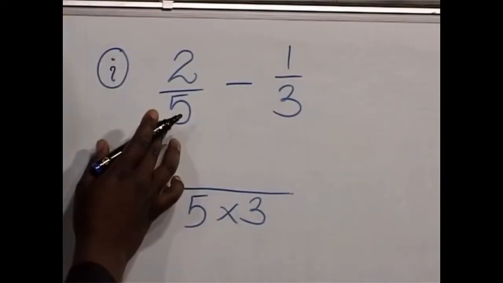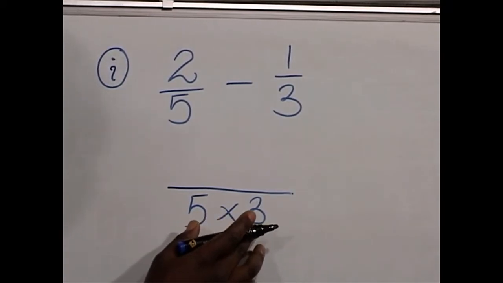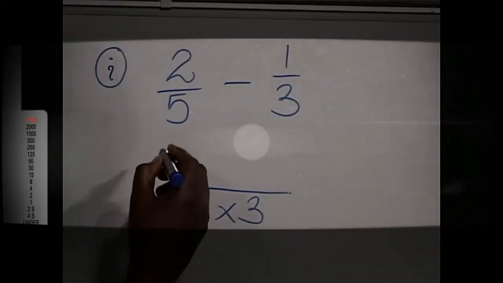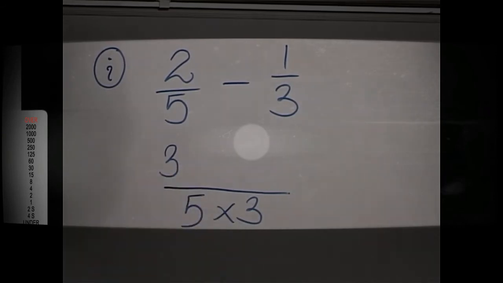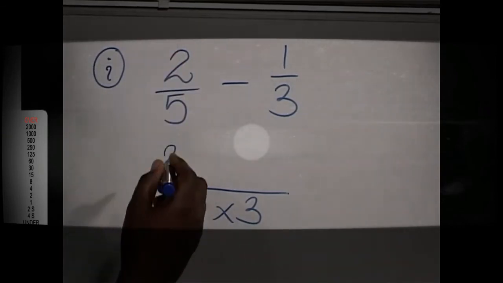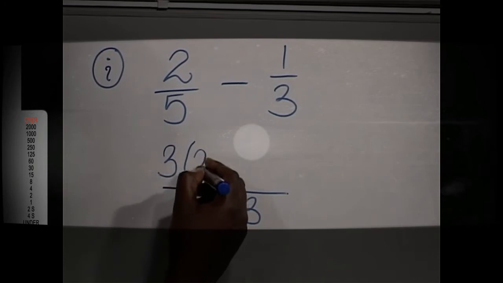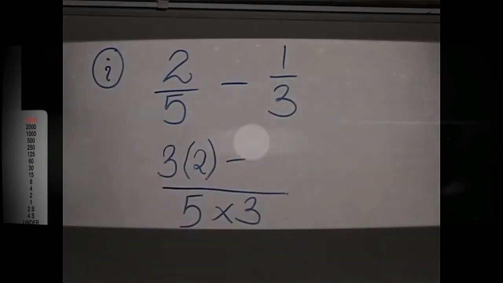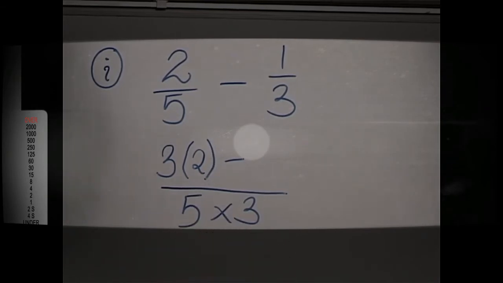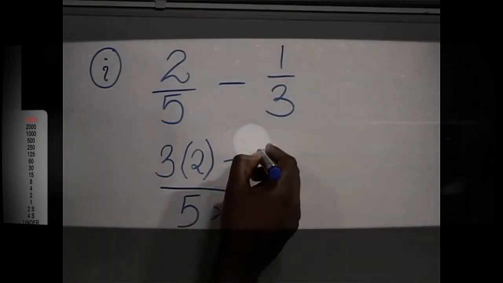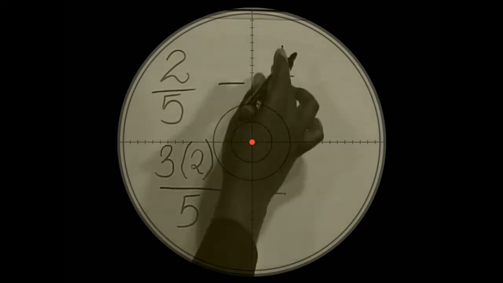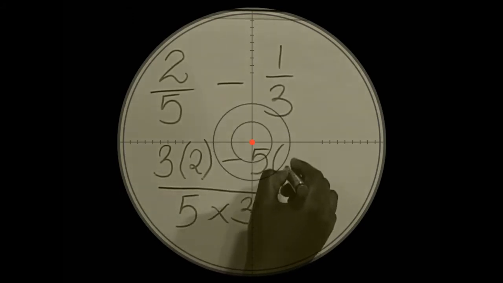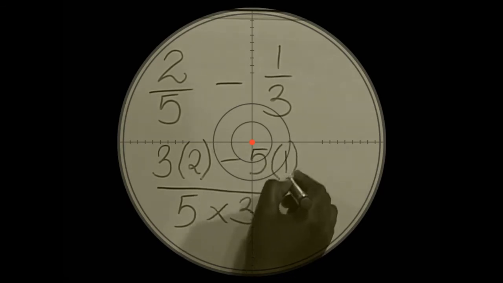So now we proceed as is always the case. The first denominator into the lowest common denominator, we will get 3. And this 3 is going to multiply the numerator, which is 2. Minus the denominator 3 into the lowest common denominator, which is 15, will give us 5, and will multiply the numerator, which is 1.